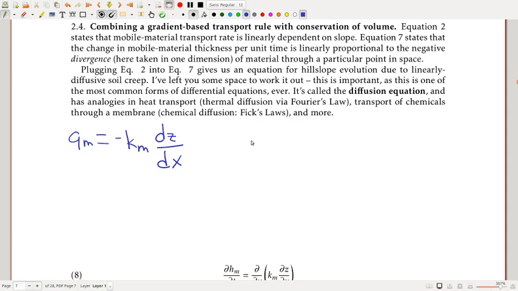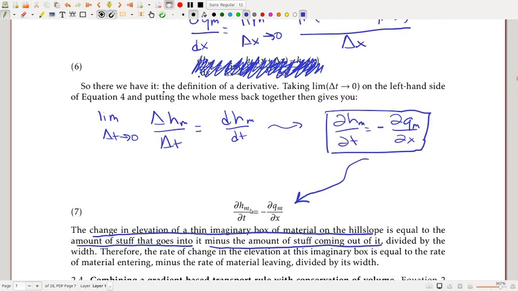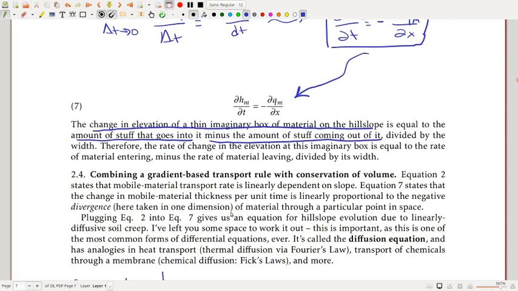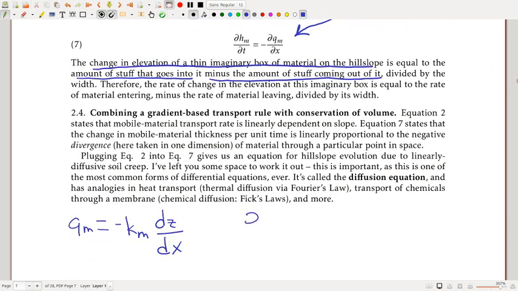We have another equation as well. And that equation is the one that we just derived above. And what that says, as we can see right up here, is that the changes in the thickness of mobile material, so the h sub m over dt, over time, the rate of change of thickness of mobile material is equal to minus dq sub m over dx. And what that means is, just like what we were talking about before, if there's more material that goes into a parcel of hillslope than leaves, then that parcel of mobile material on the hillslope ends up getting thicker.